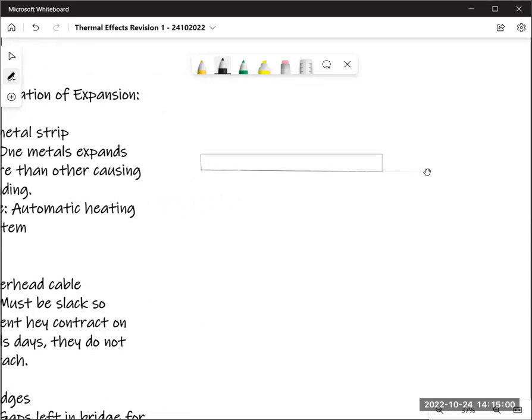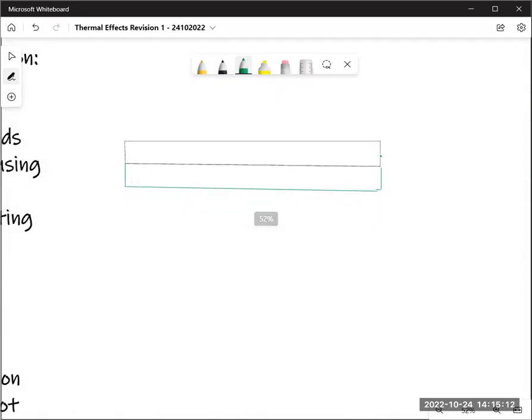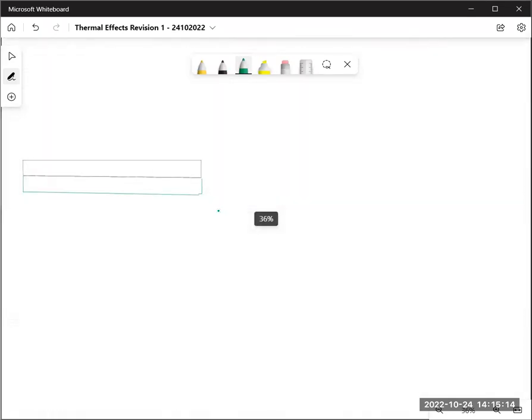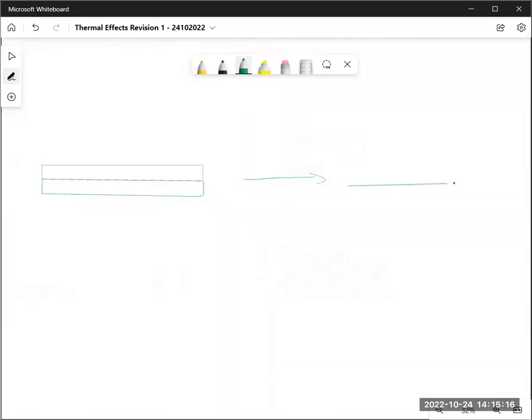And what happens is the metal bends. Let's say you have two metals. One of them is black, the other one is green. Now, Anas, tell me, if one of these expands more than the other, what will happen? There will be more weight on the metal that has expanded more.